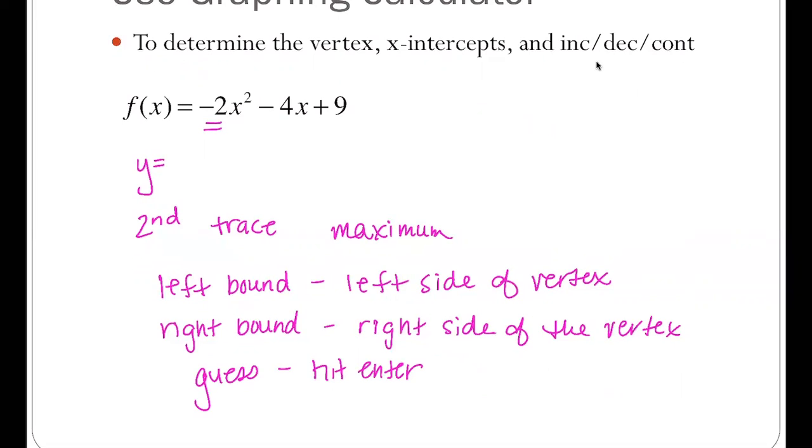You can also do x-intercepts. Instead of doing maximum, you'll see a function that says zero. And you'll still do the left bound and right bound, but when you're doing left bound and right bound, you're doing it of where it crosses the x-axis. From that information, you can determine your increasing, decreasing, and constant.